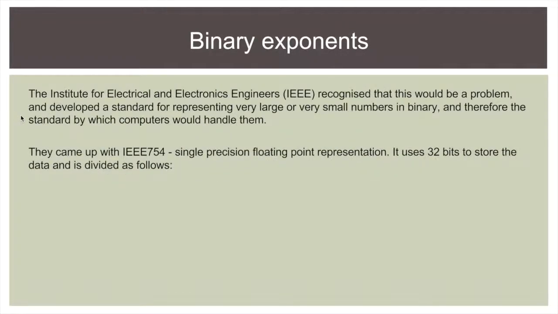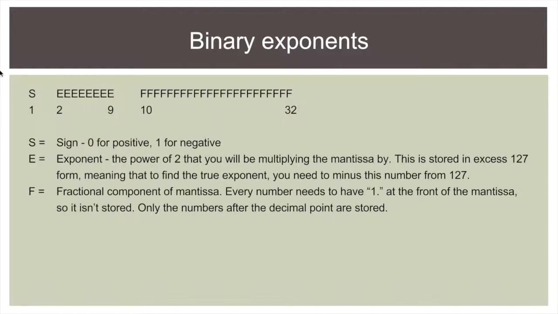And so the Institute for Electrical and Electronics Engineers, the IEEE, they recognised this would be a problem, and they developed a standard for representing very large or very small numbers in binary, and therefore the standard by which computers would handle them. And they came up with IEEE754, which is the single precision floating point representation. It uses 32 bits to store the data and is divided as follows.